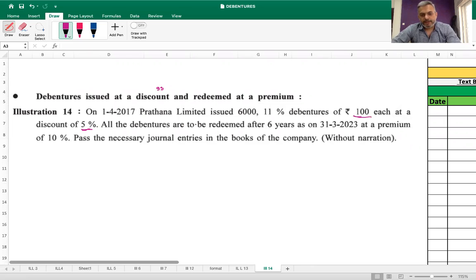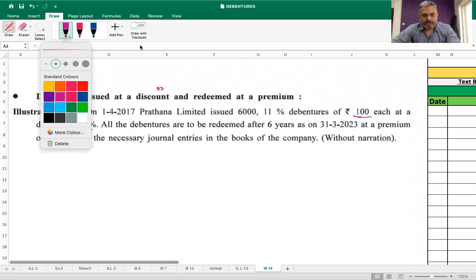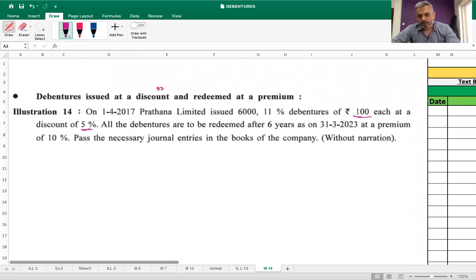Then all the debentures are to be redeemed after 6 years, as on 31/3/2023, at a premium. So they are to be redeemed at a premium, which means the company has to pay more, at 10%. So you write down 110. You collected 95, but you have to pay back 110. So this is what the concept is over here.